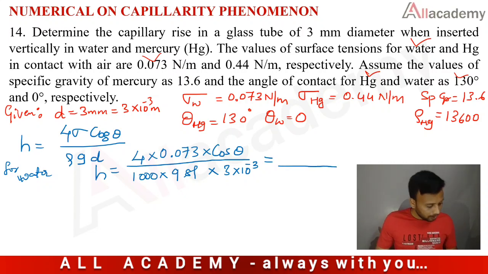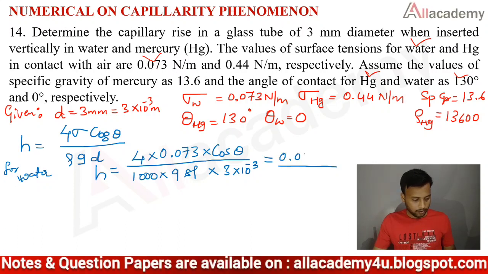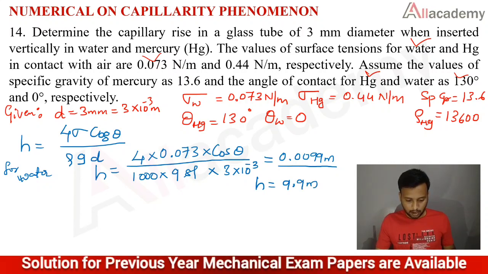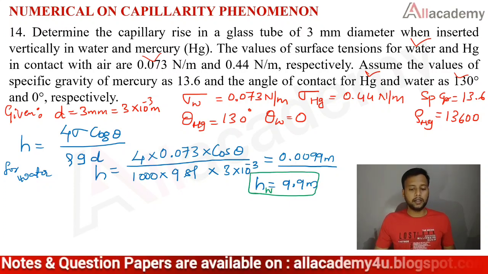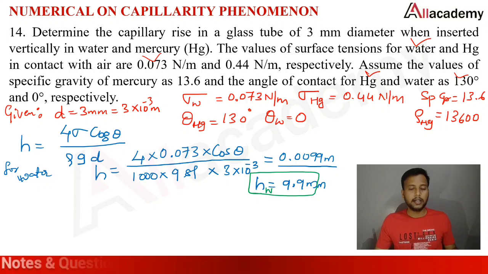So here you will get the answer, that is around 0.0099 meters. If I convert that into mm, it will be 9.9 mm. Now this is the answer for water. This is h_W, for water. You are getting 9.9 mm, 9.9 mm of rise.